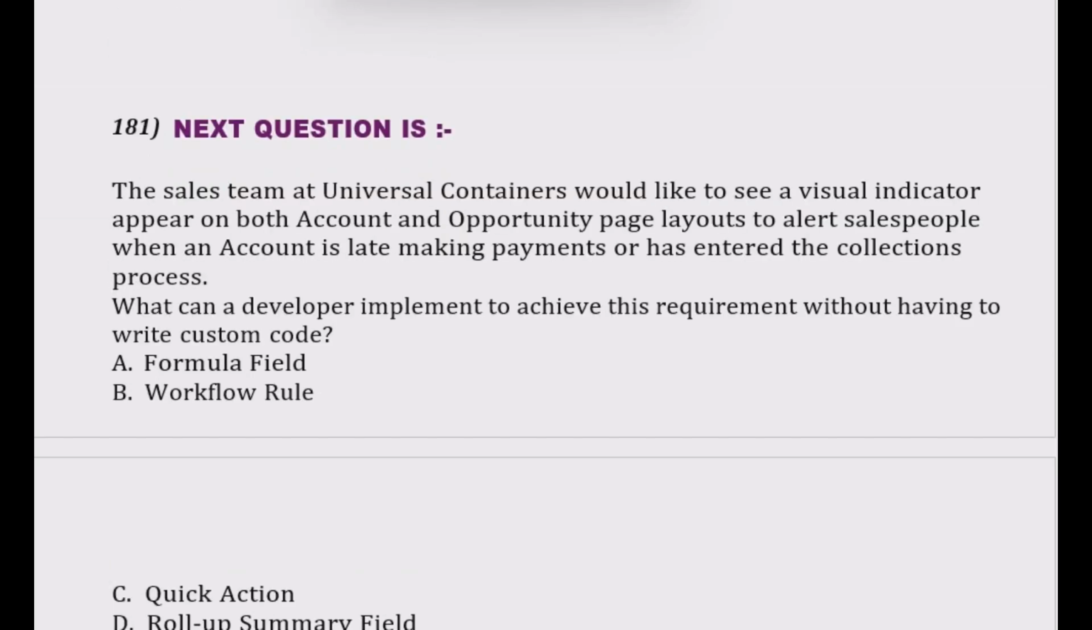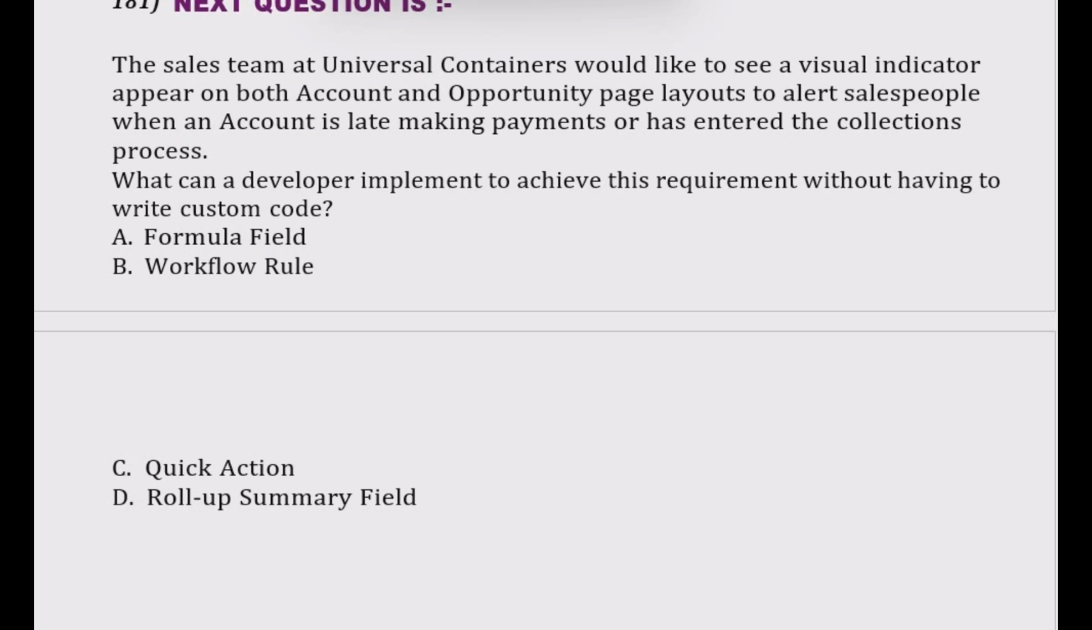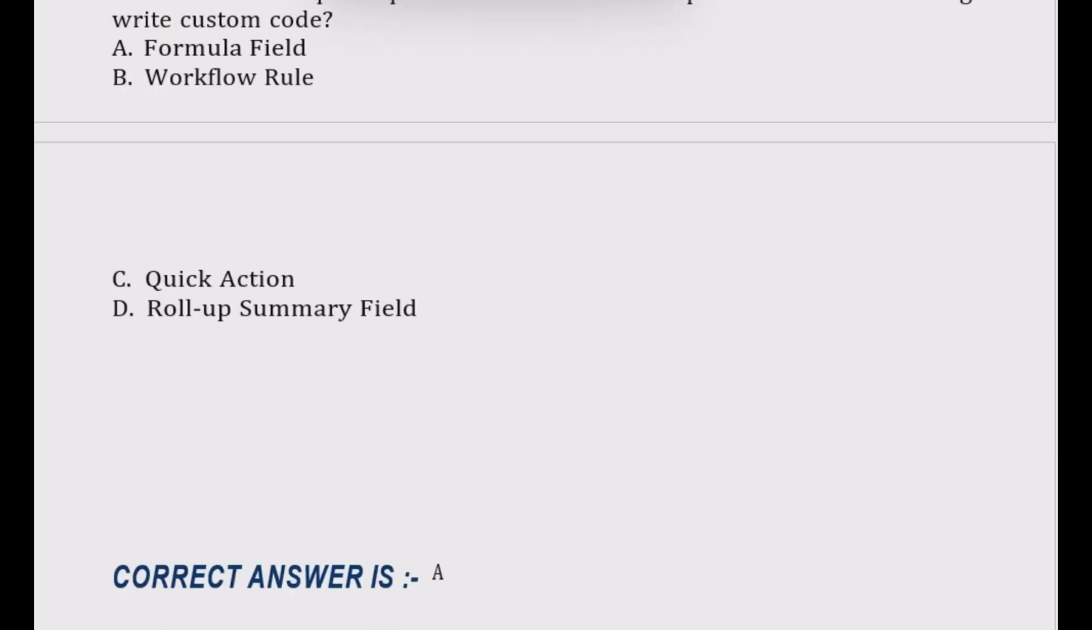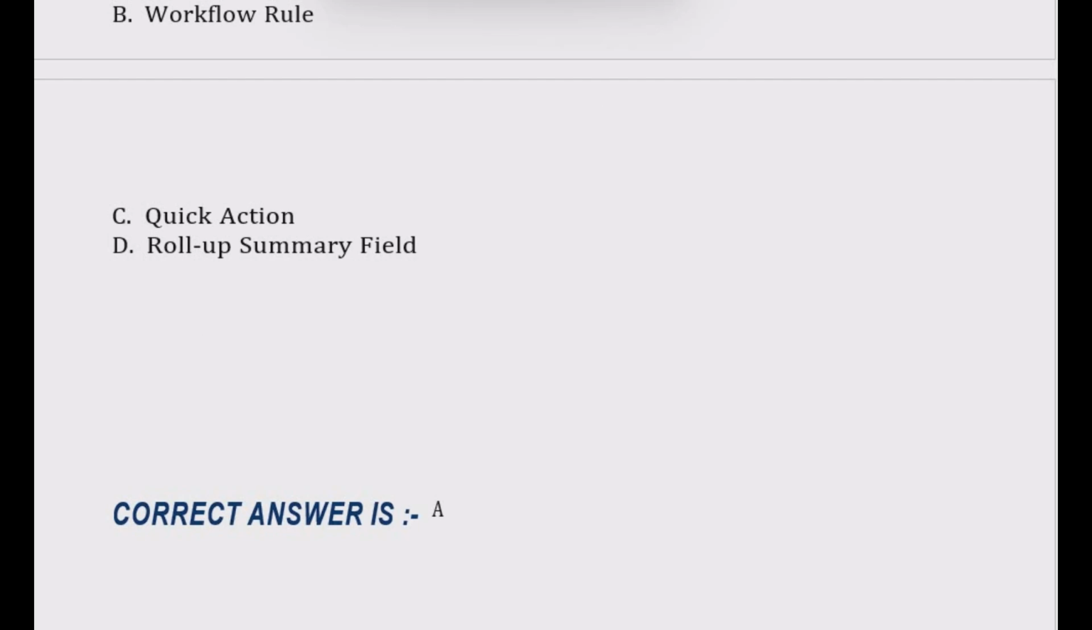Question is, the sales team at Universal Containers would like to see a visual indicator appear on both account and opportunity page layouts to alert salespeople when an account is late making payments or has entered the collection process. What can a developer implement to achieve this requirement without having to write custom code? Option A. Formula field. Option B. Workflow rule. Option C. Quick action. Option D. Roll-up summary field. Correct answer is option A.